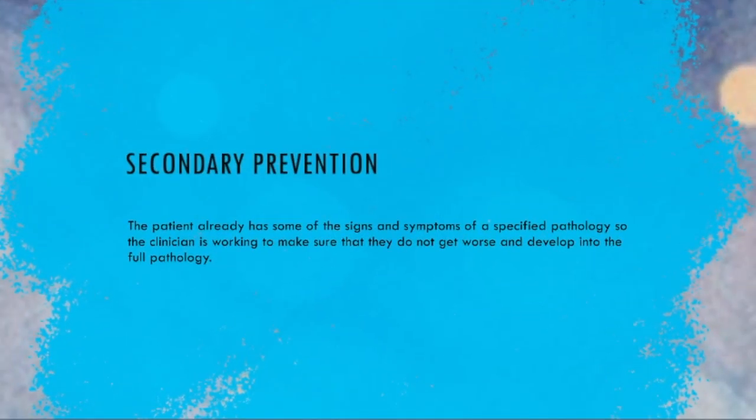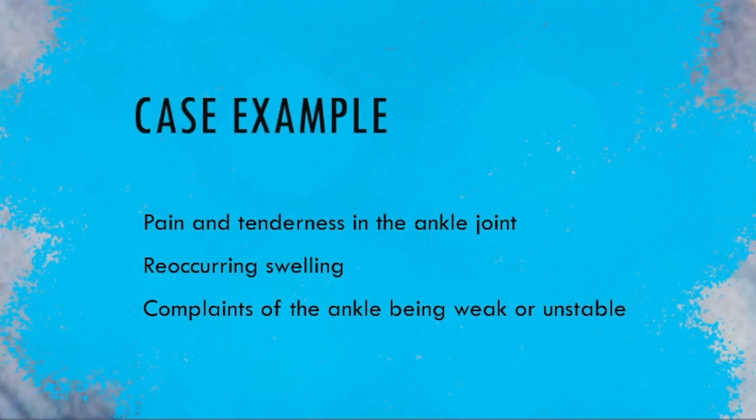Secondary is when the patient already has some signs and symptoms of the specified pathology, so the clinician is working to make sure that they do not get worse and develop into the full pathology. Our case example would be the patient has these signs and symptoms, and the clinician is working to develop a rehabilitation program in order for the patient to decrease these signs and symptoms.